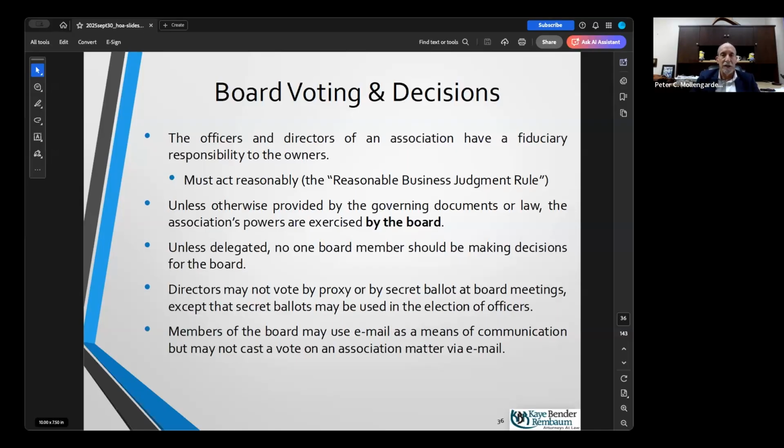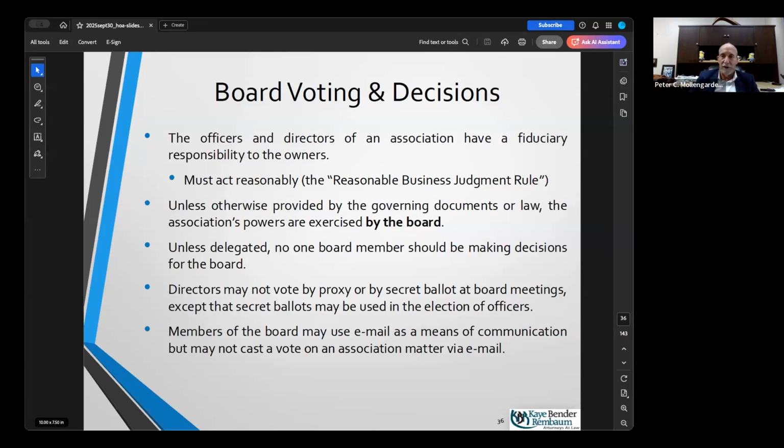Anyone can challenge anything, but directors don't always have to be right, okay? And that's impossible. None of us are always right. But as long as they're acting reasonably and in good faith, then the reasonable business judgment rule protects directors in acting in that manner. Now, unless otherwise provided by your documents or in the law, the association's powers are exercised by the board. And generally speaking, almost all decisions, quite frankly, flow through the board. Very few things actually go to the members, contrary to membership belief sometimes.